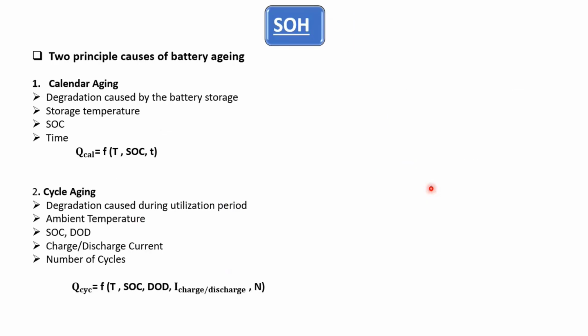So the state of health. In the state of health, again, there is the battery aging effect and the cycle aging effect. The battery aging is calculated by the calendar aging, where the amount of energy is a function of the time, SOC, and the temperature. Whereas cycle aging depends on the time, SOC, depth of discharge, charge discharge, and the number of cycles taking place. So these are just two simple formulas that we will be using while calculating the state of health of the battery.